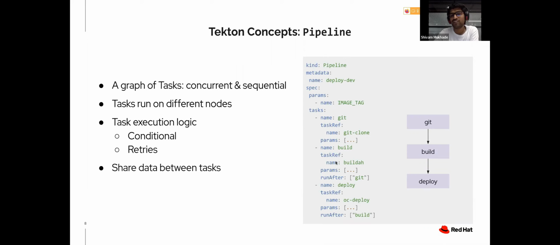In this case, the order is important, right? So we don't want to build the image before we clone the code. So there is a field called run after, which says run this task after this is executed. Otherwise, it doesn't make sense to build something unless we have code, right? So we give some order: run this after this. So that's the flow which we can develop.